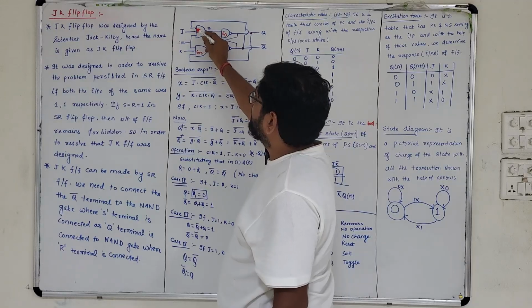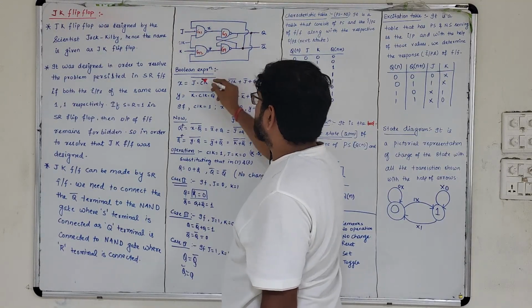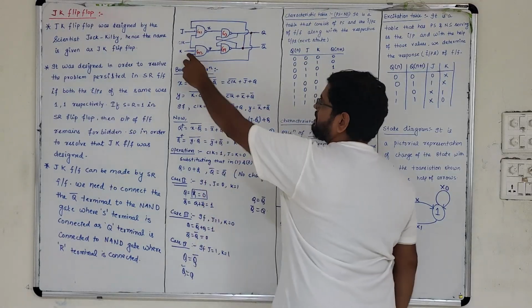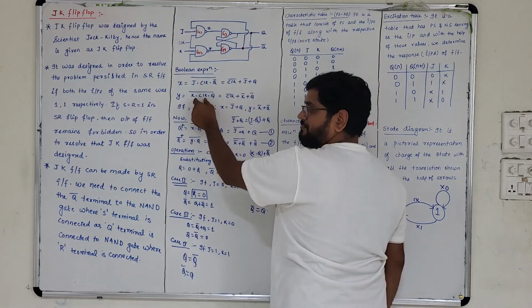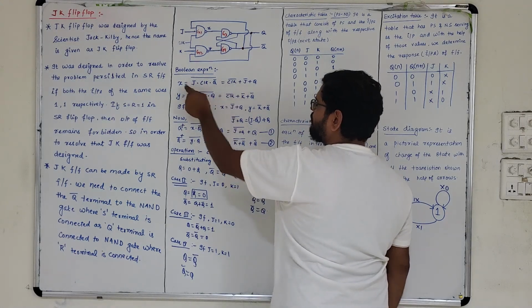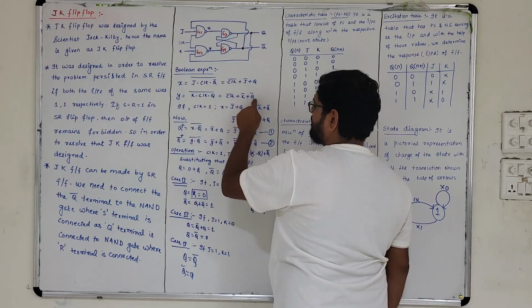X is nothing but Q bar, J, and clock, and the complement of that is the answer. Similarly for Y, it is K, Q, and clock, and the complement of that with an AND gate is your Y. After using De Morgan's, we get X as clock bar plus J bar plus Q bar. Y is equal to clock bar plus K bar plus Q bar.